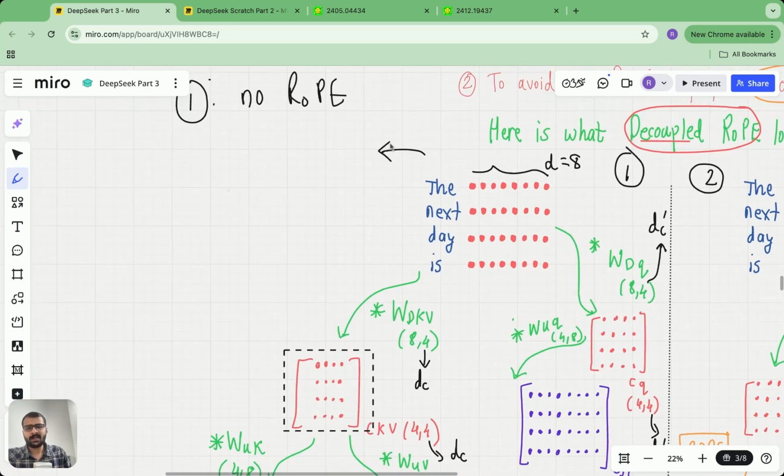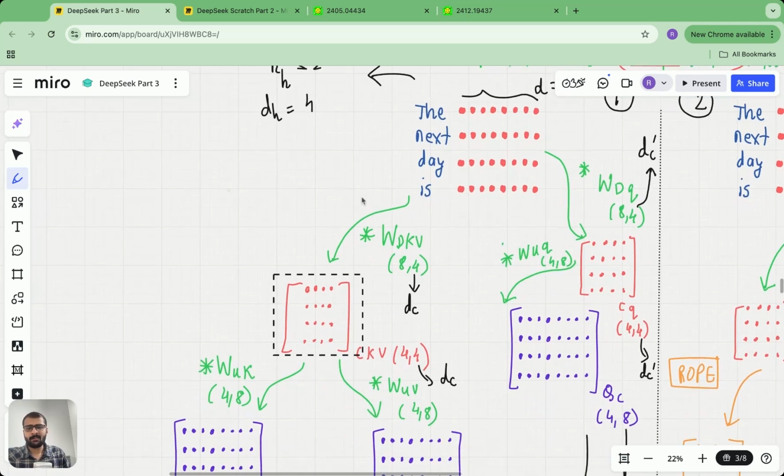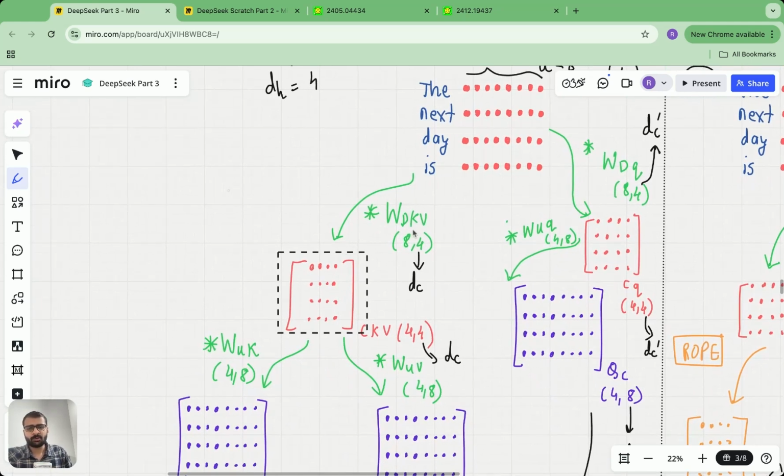The second thing we have to decide is the number of attention heads. So NH is equal to 2 and DH is equal to 4. NH is the number of attention heads and DH is the dimension corresponding to each head. The first step is to take my input embedding matrix and project it into the latent space, so we multiply it with the WDKV matrix. The second dimension here is very important because that's my latent dimension. This dimension determines the size of my latent KV cache, and it's denoted by DC in the DeepSeek paper. I'm assuming this value to be equal to 4.